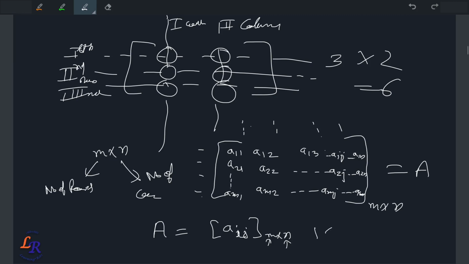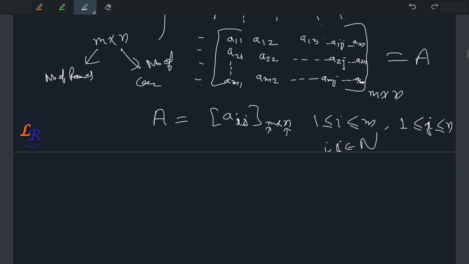And you can have i such that 1 is less than or equal to i, which is less than or equal to m, and j is less than or equal to n, right? Where i and j must be elements of the natural numbers, because it is represented as 1, 2, 3, 4 and so on. So that way, if you want to write the element in the ith row and jth column, what element would it be? aij.